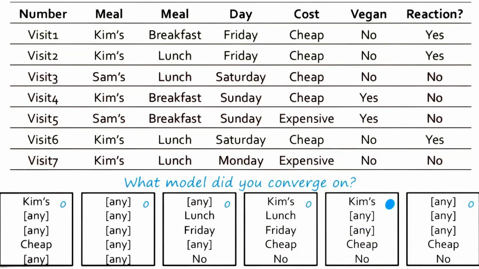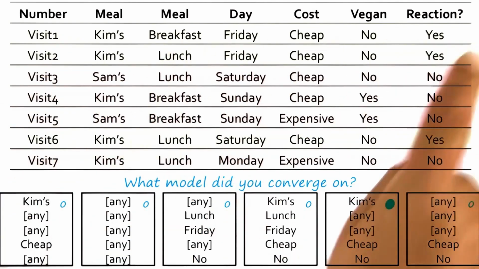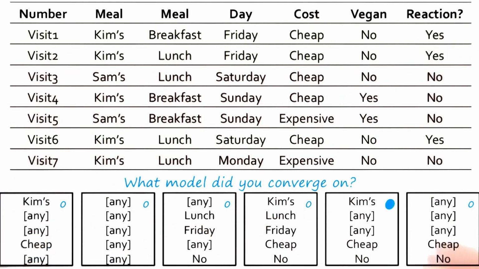It can also be on Saturday. So that leaves us with any cheap non-vegan meal at Kim's. Note that in this exercise there were only 7 examples and only 5 features. So we could do it by hand. What would happen if the number of examples was much larger and the number of features were much larger? This algorithm would still work, but we'll need a lot more computing power.